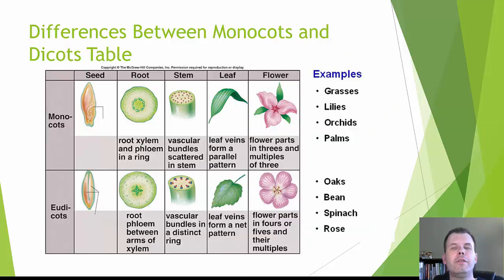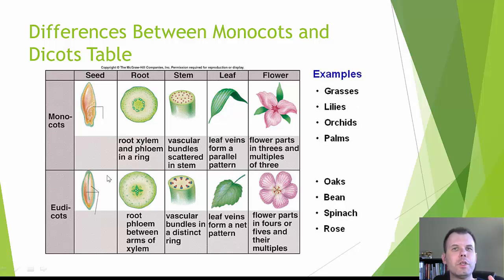Okay? And then finally, just looking at all these things again, the monocots versus the eudicots. Again, number of leaves in the seed. So monocots have one cotyledon, where the root has the ring structure, vascular bundles are scattered, parallel veins, and 3, 6, or 9 in the flowers. And this again includes the grasses, the lilies, the orchids, and the palms.